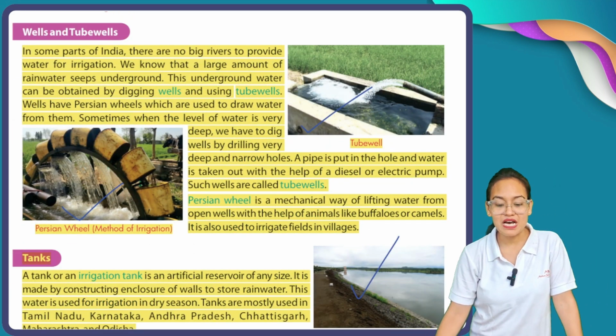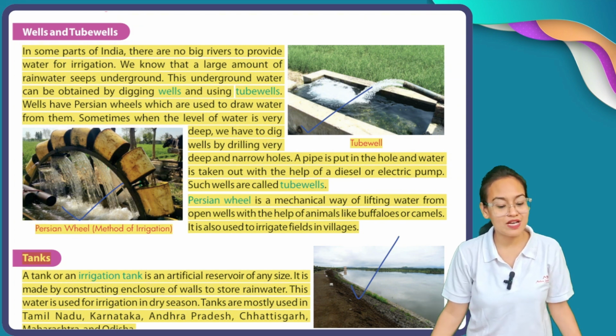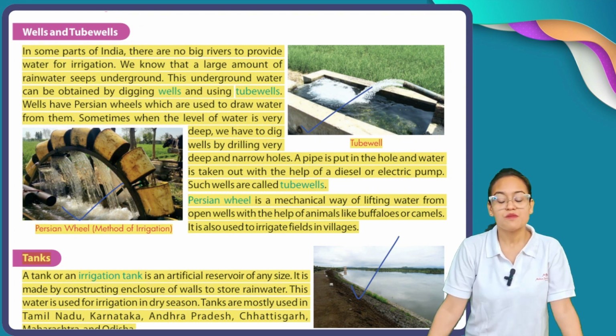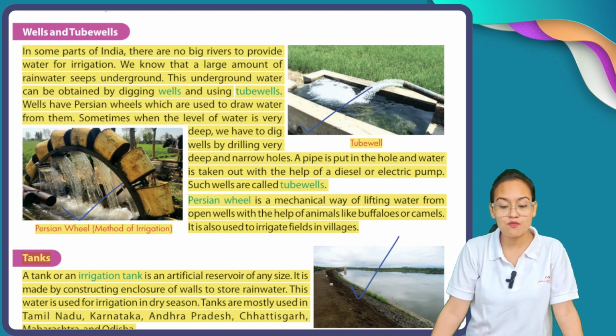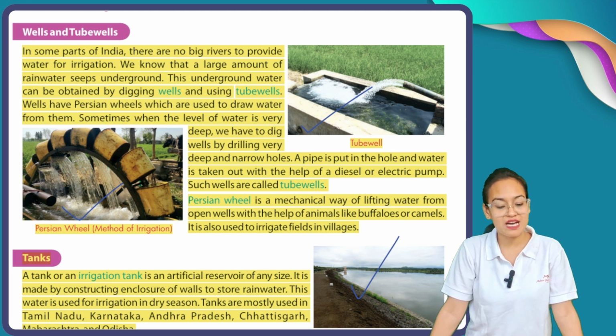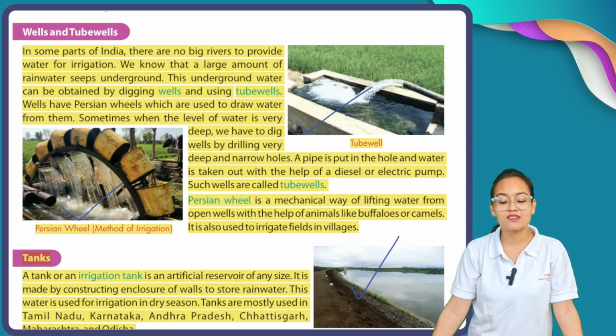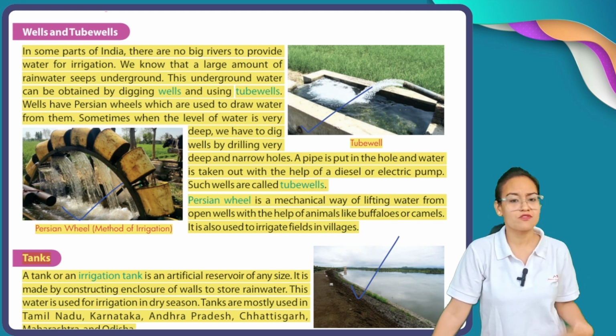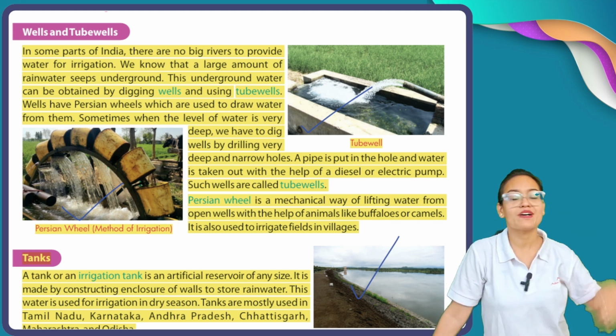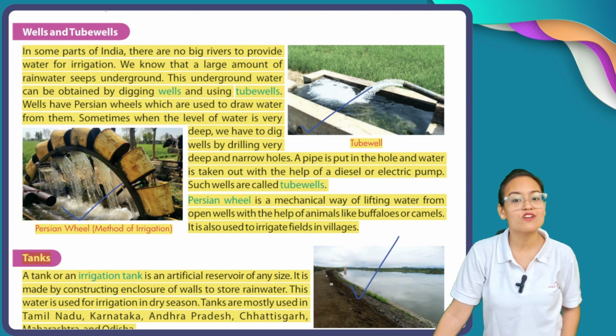Now, what is the meaning of Persian wheel? You can see in this picture the Persian wheel. A Persian wheel is a mechanical way of lifting water from open wells with the help of animals like buffaloes or camels. It is also used to irrigate fields in villages. The Persian wheel is a way through which we extract water by using animals like buffaloes or camels.